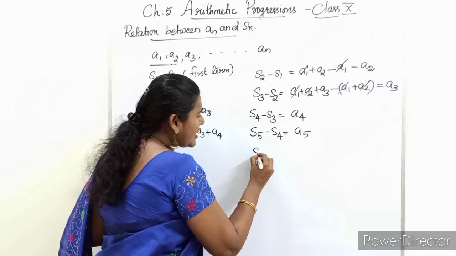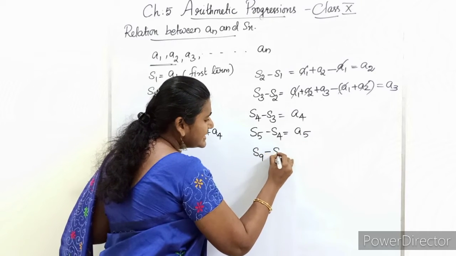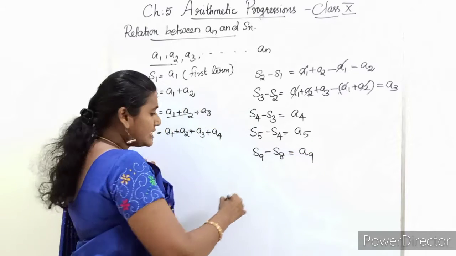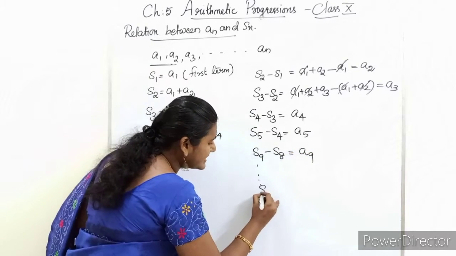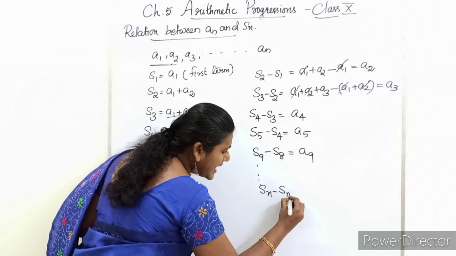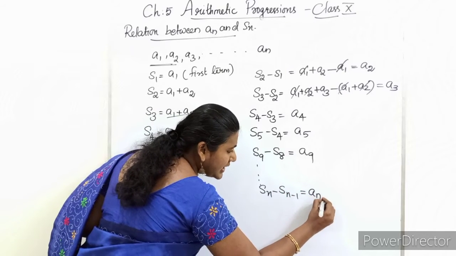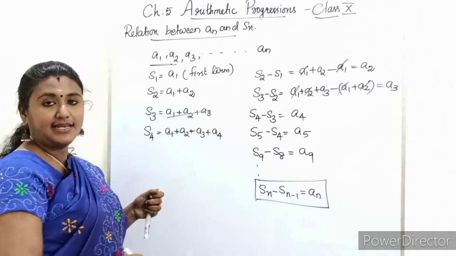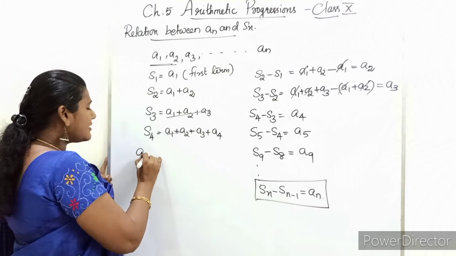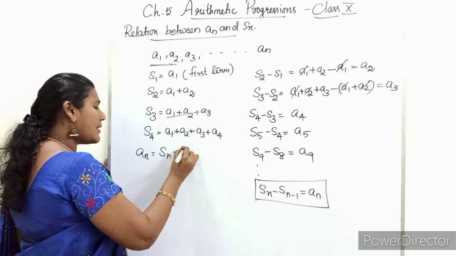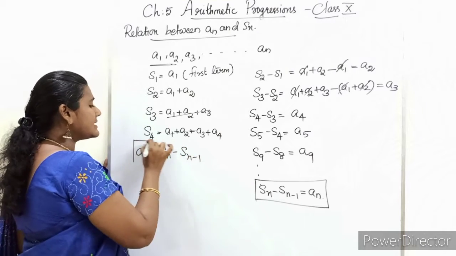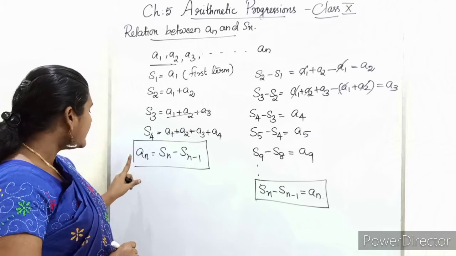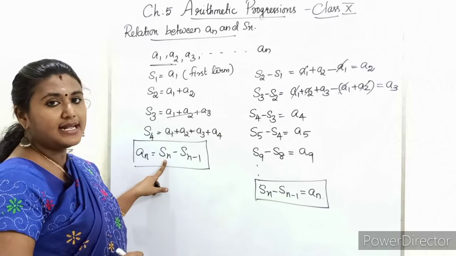Okay, similarly, what is S9 minus S8? S9 minus S8 is A9. So if we continue like this, Sn minus Sn minus 1 is equal to An. So this is the relation between An and Sn. So nth term is equal to Sn minus Sn minus 1. This is a very important relation. Okay, very important formula, the relation between An and Sn.